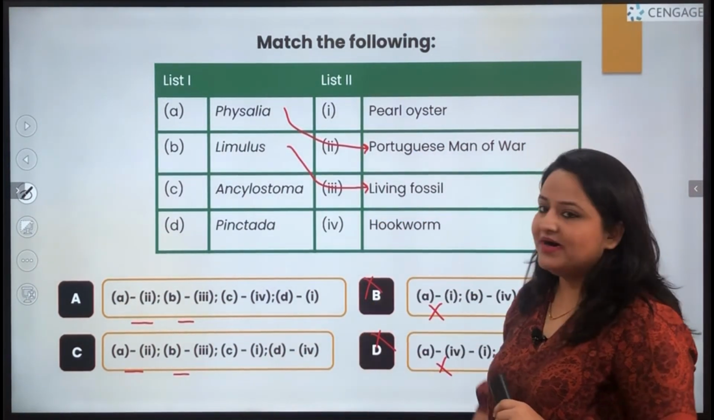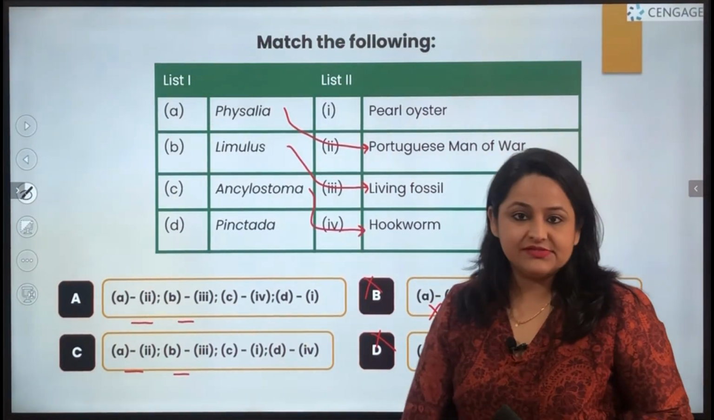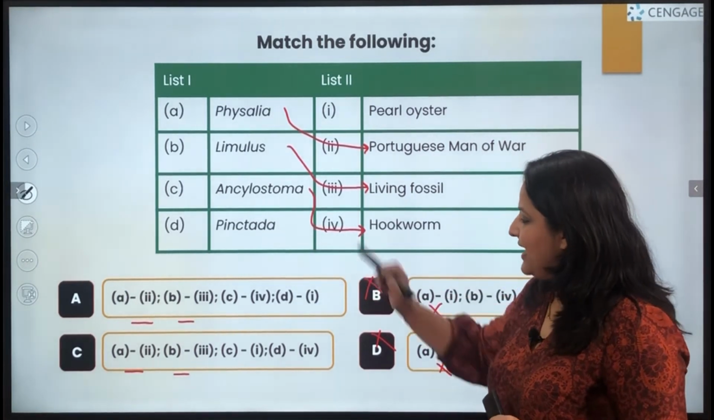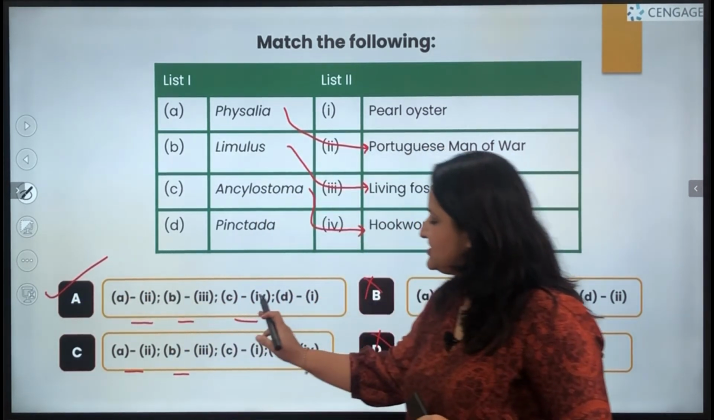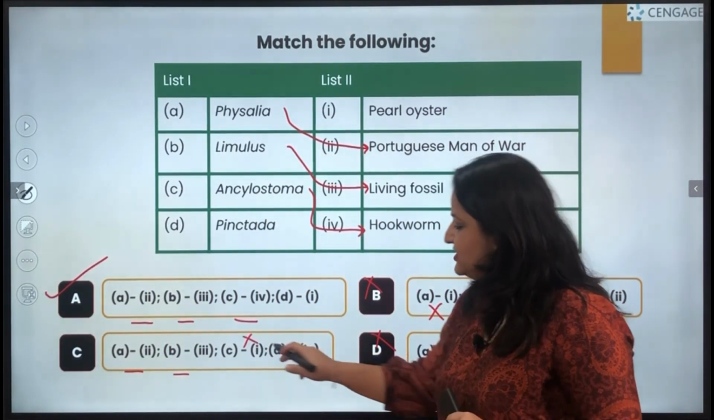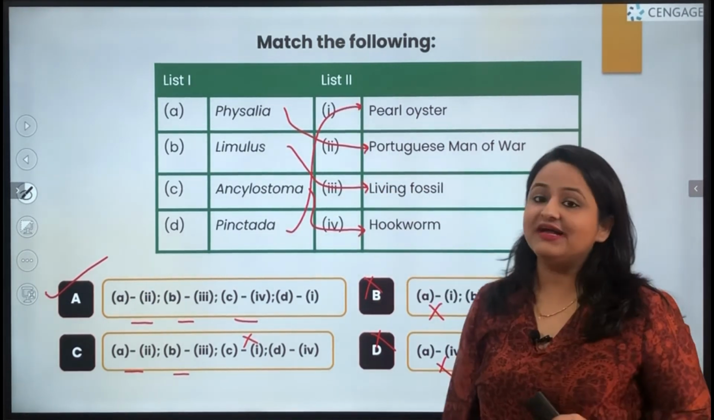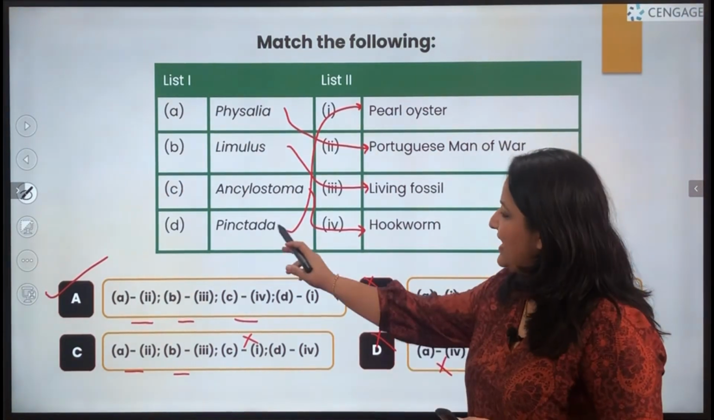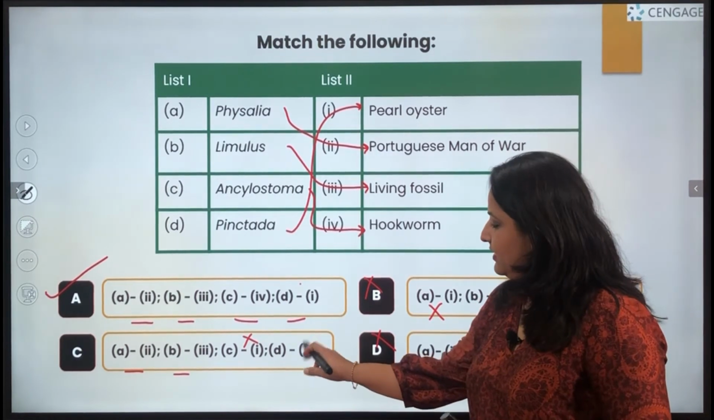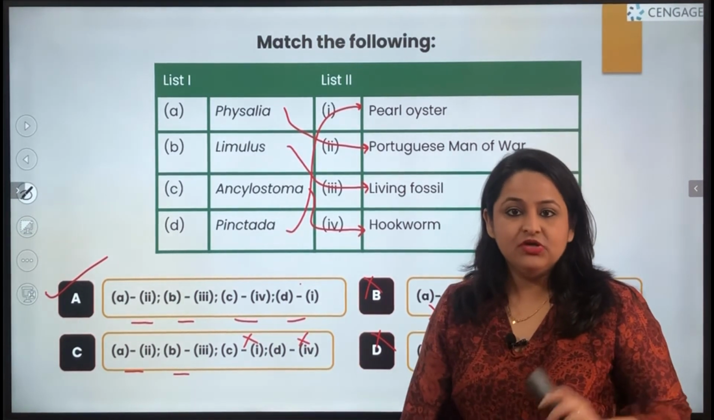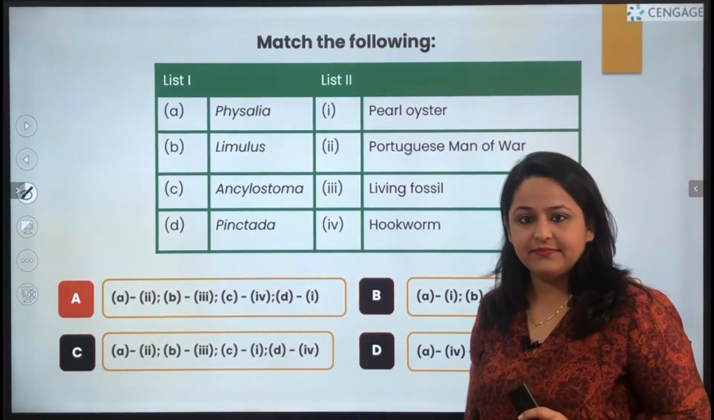Then Encyclostoma is a hookworm. It is coming under Aschelminthes. So here C will be matched with 4, and we are just having one option, that is option number A, that is matching C with 4. Whereas this matching is wrong. Then Pinctada is the scientific name for pearl oyster. So we will match D with 1 as correctly given in option number A and incorrect in option number C. So our answer to this question is option number A, which is given over here.